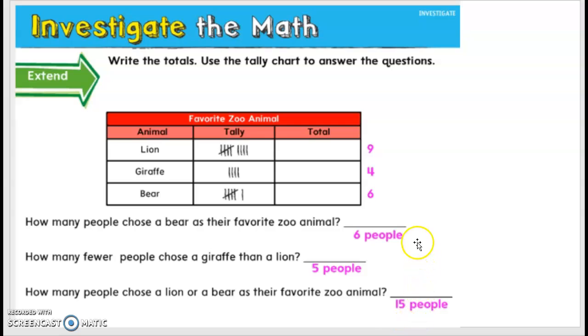Let's see if we got it correct. 6 people chose the bear as their favorite. 5 fewer people chose a giraffe than a lion. And there were 15 people who chose a lion or a bear. We add those two, 9 plus 6, and it makes 15 people.